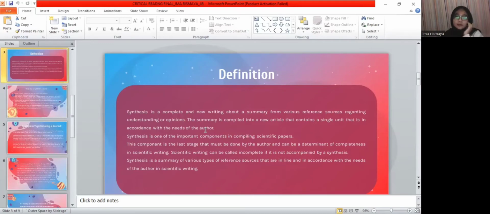The component is the last stage that must be done by the author and can be a determinant of completeness in scientific writing. Scientific writing can be called incomplete if it is not accompanied by a synthesize. Synthesize is a summary of various types of different sources that are in line and in accordance with the needs of the authors in scientific writing.